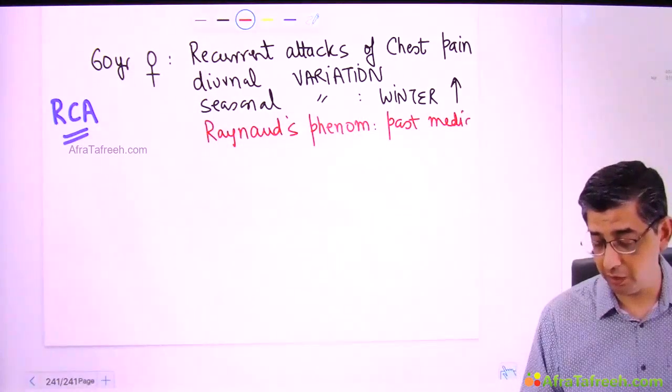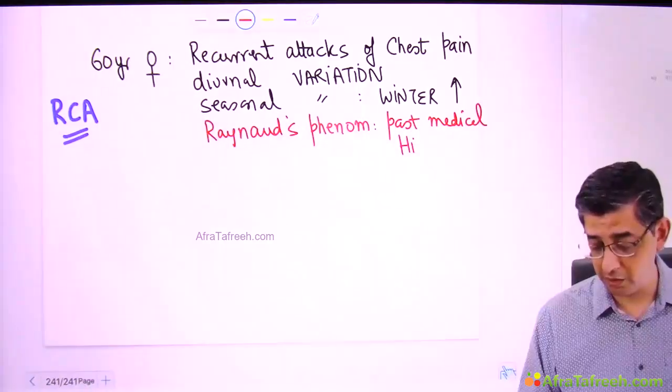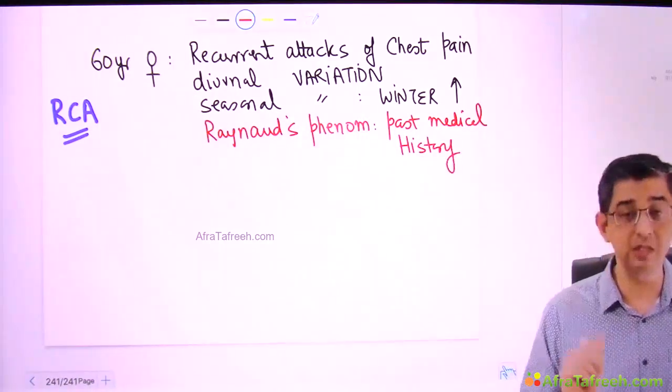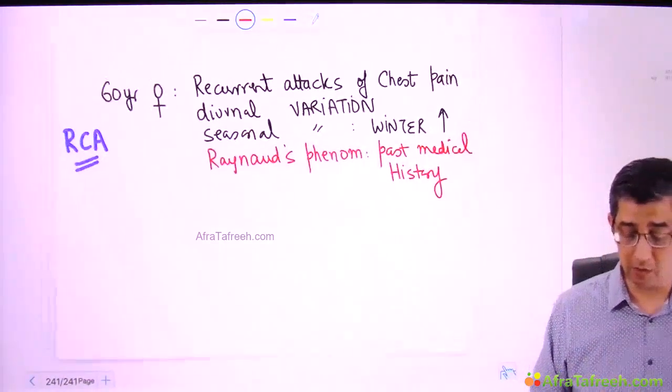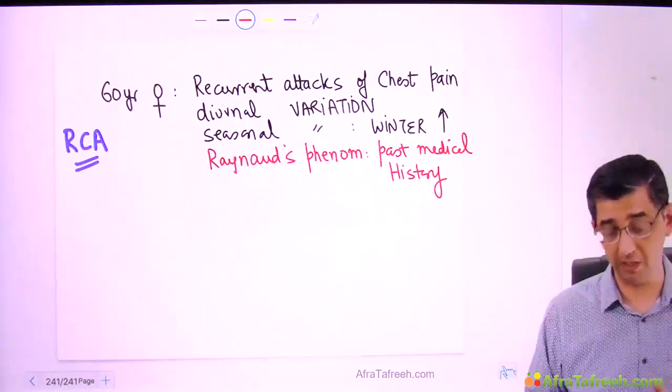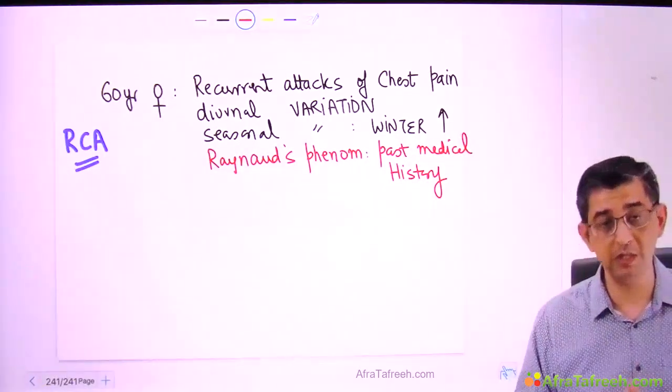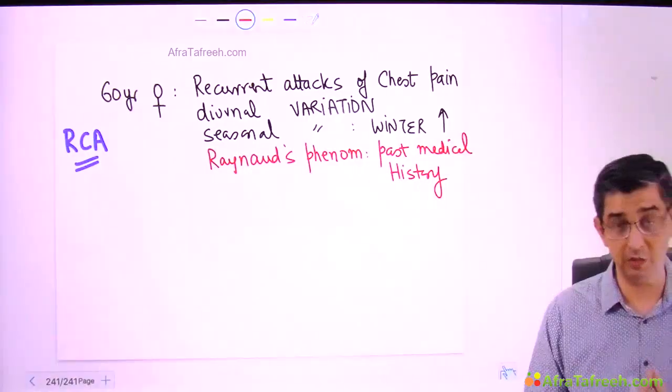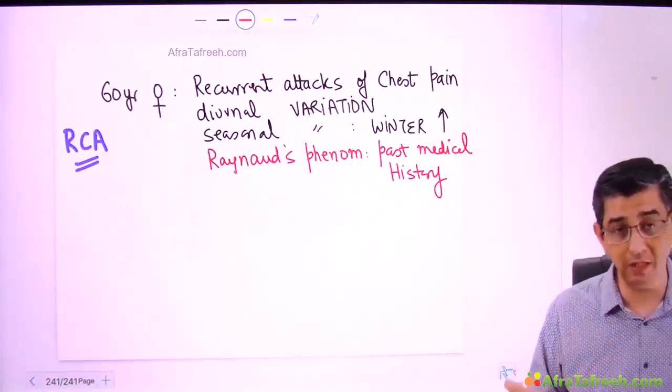So one, I want you to understand that Raynaud's phenomenon is a vasospastic disease, and Prinzmetal angina is also a vasospastic disease, and both can coexist in a single patient. I repeat the fact once again. Raynaud's phenomenon is a vasospastic disorder. Prinzmetal angina is a vasospastic disorder. Both can coexist in a single patient.